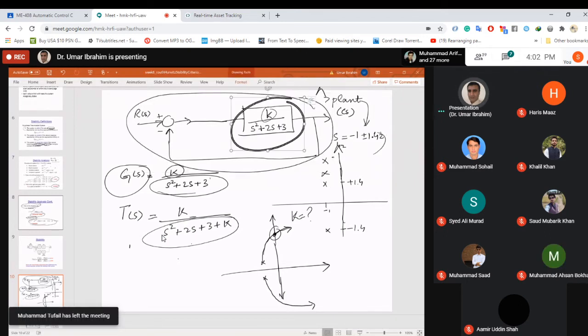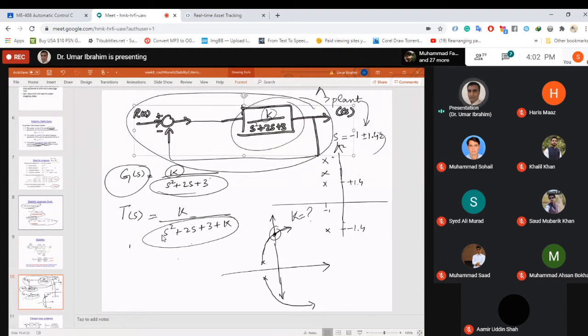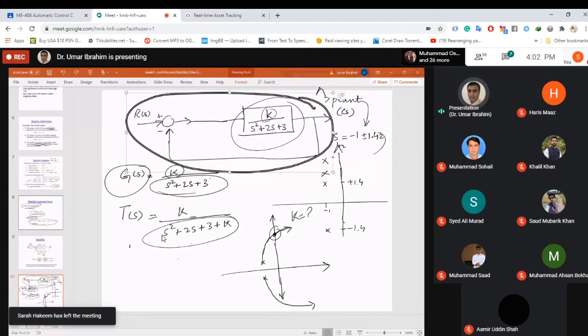The plant is stable because changing the value of k doesn't change the poles of the plant. But changing the value of k changes the poles of the closed loop feedback control system. And there is a possibility that for a certain value of k, the system may become unstable. Do you get this point, students? Yes.